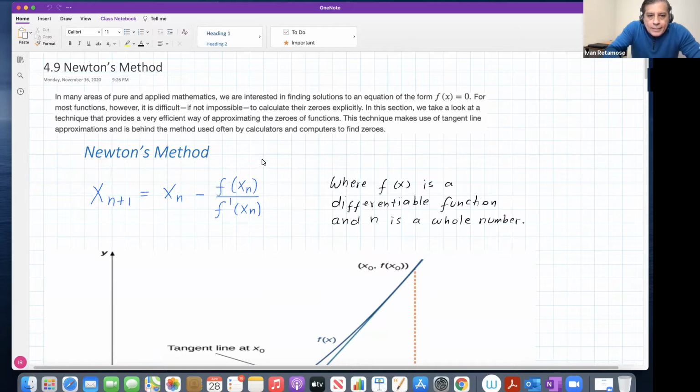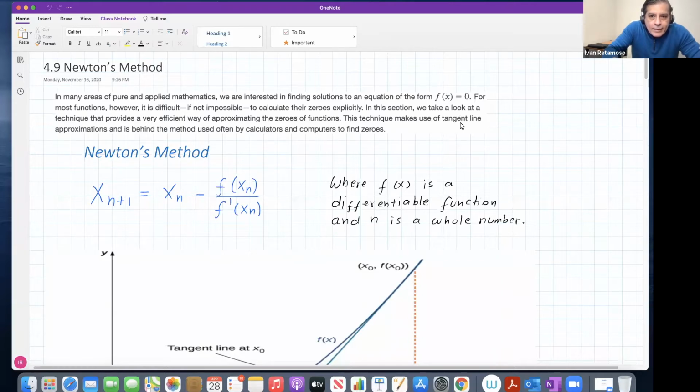Now, very often in mathematics, we encounter this situation. We have to solve for x an equation that looks like this, f of x equals 0. It is difficult in general to solve equations of this form, and in some cases impossible to solve these equations explicitly. However, with Newton's method, we will always be able to approximate the solutions for this equation as much as we wish, as long as we can take the derivative of f of x.